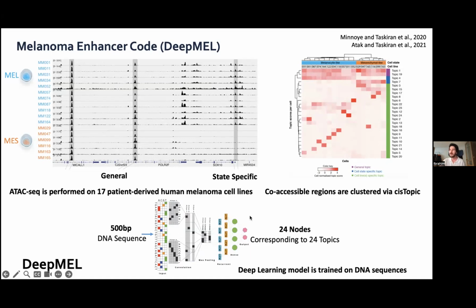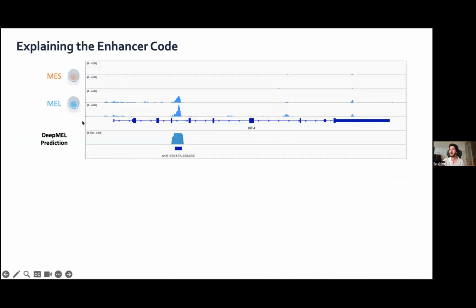So we were using certain techniques to understand what the model sees on the DNA sequence. I will give an example of how we do this. Here you see the IRF4 locus, where its enhancer is in the 4th intron, and it is specifically accessible in the MEL state, but not in the MES state. By using the MEL state specific class topic, we score, since our model takes a 500 base pair DNA sequence as input, all these 500 base pair pieces with a sliding window. And the model says, okay, the enhancer should be here.